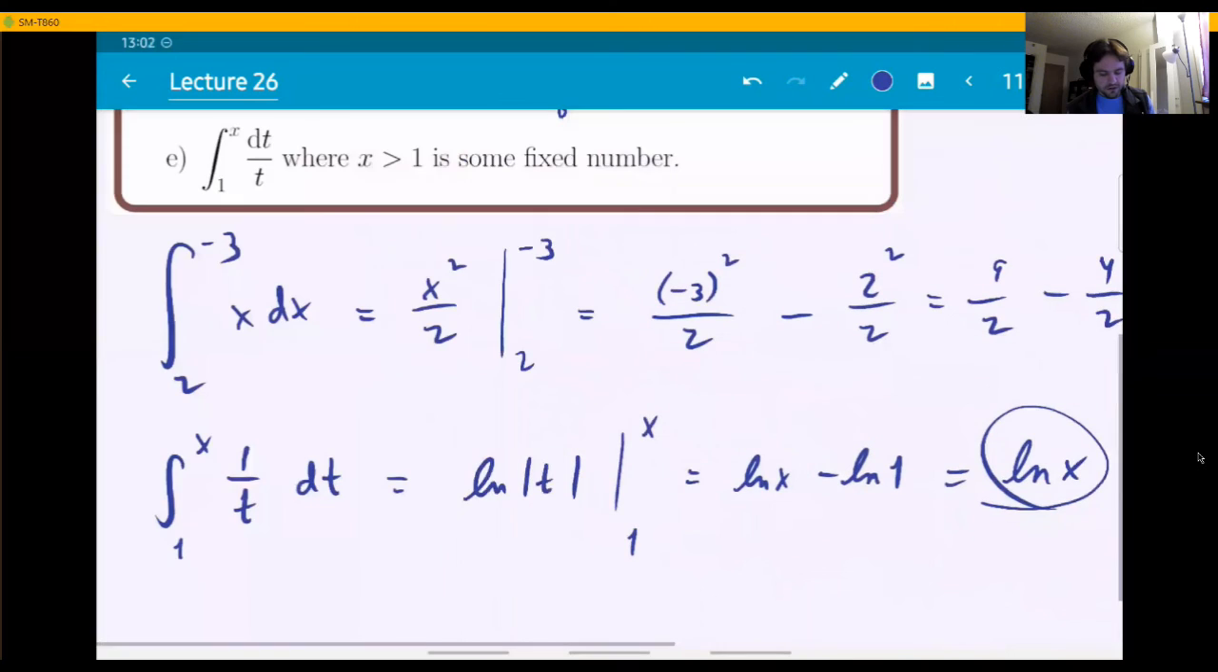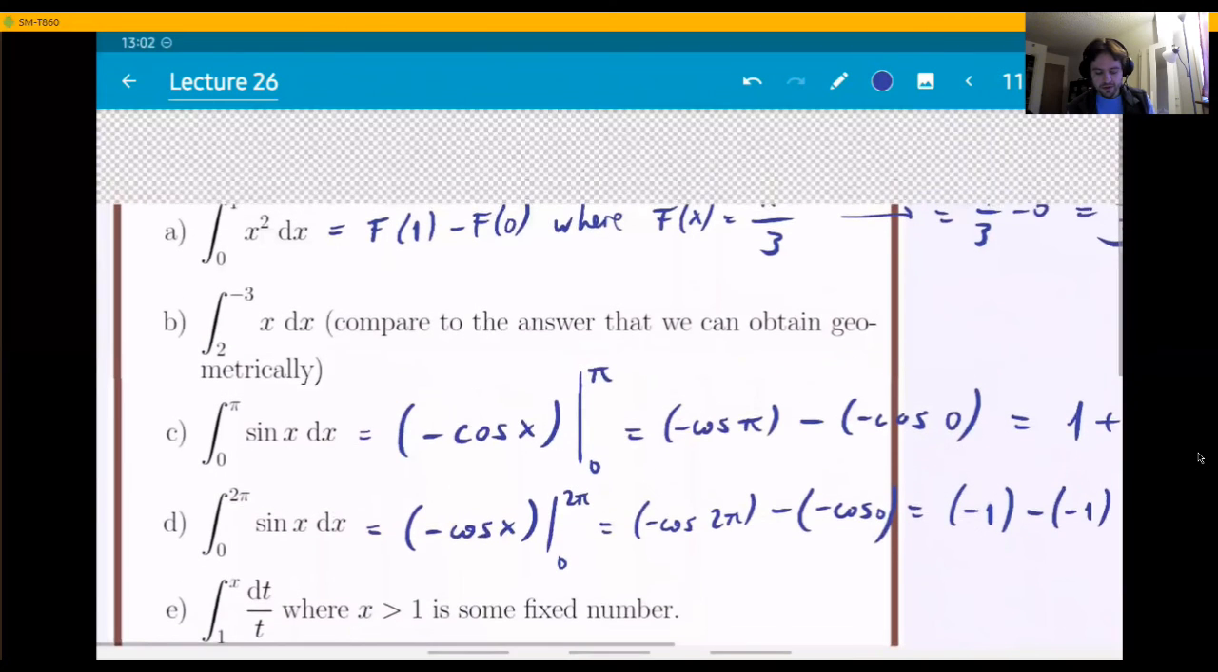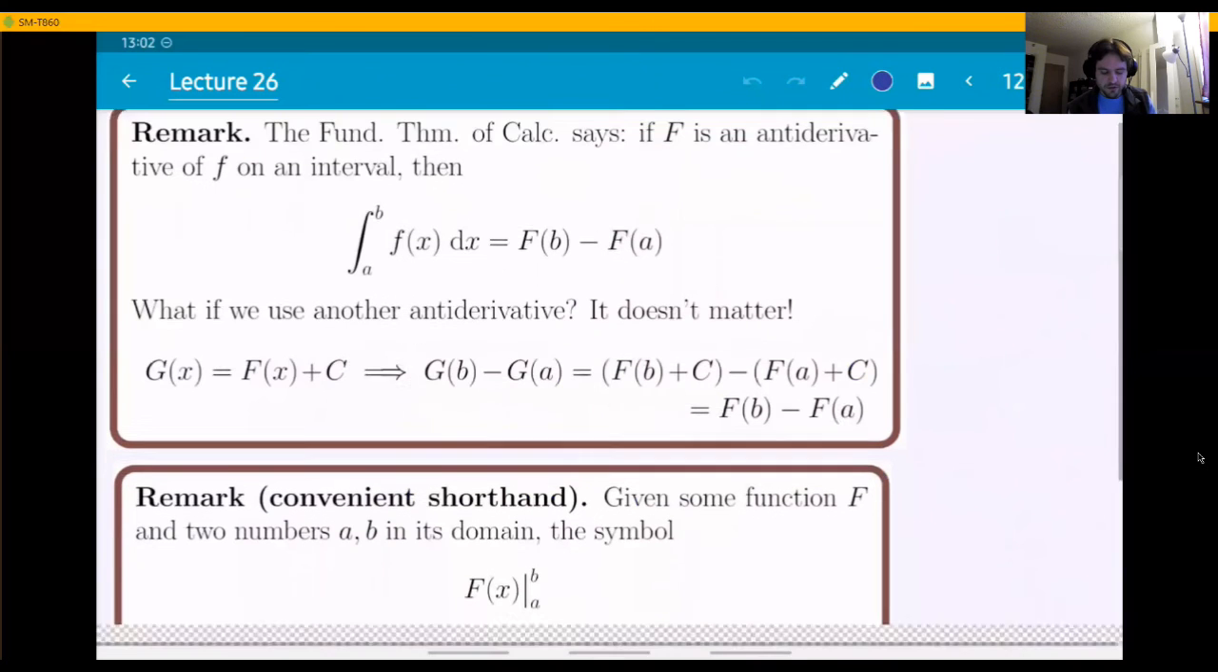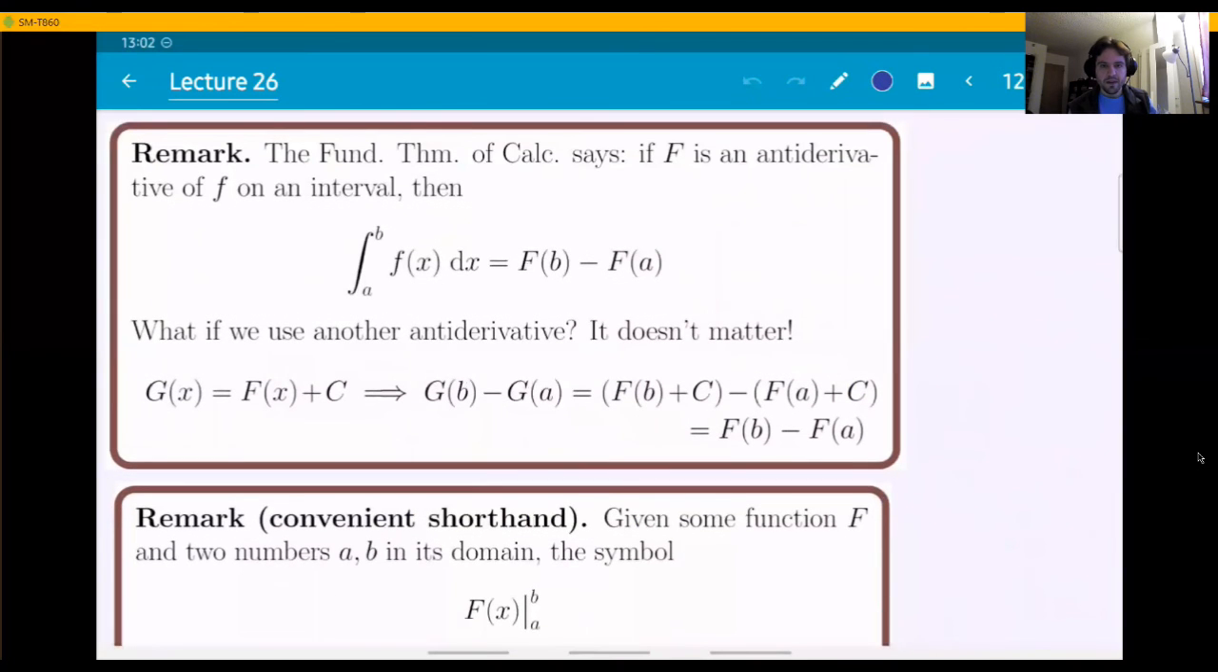All right, so let's stop talking about these problems. My last remarks are the two remarks here. First of all, the fundamental theorem of calculus says, if big F is an antiderivative of little f, then you can calculate the integral by doing precisely this. Big F at b minus big F at a. This is what we've just been doing.